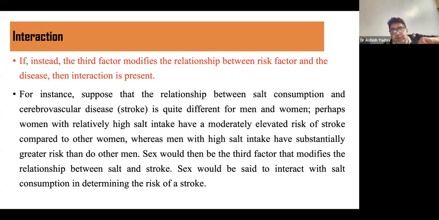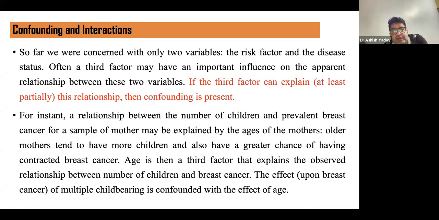So if the third factor modifies the relationship between the risk factor and the disease, then interaction is present. Okay, so if the third factor can explain at least this relationship, then confounding is present. And let me give you an example for confounding and interaction both, so that it becomes clear.